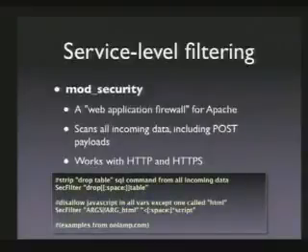I don't have a lot of time, so I'm going to go through this stuff quickly, which I have been anyway, but even quicker. Server level filtering. A really, really cool, actually, it's a module for Apache. It's called mod_security. It's described as a web application firewall. What it does is it scans all of your incoming data, and one of the things that sets it apart from other approaches is that it can also scan POST data that most of the other techniques can't. It also works with HTTP and secure HTTP.